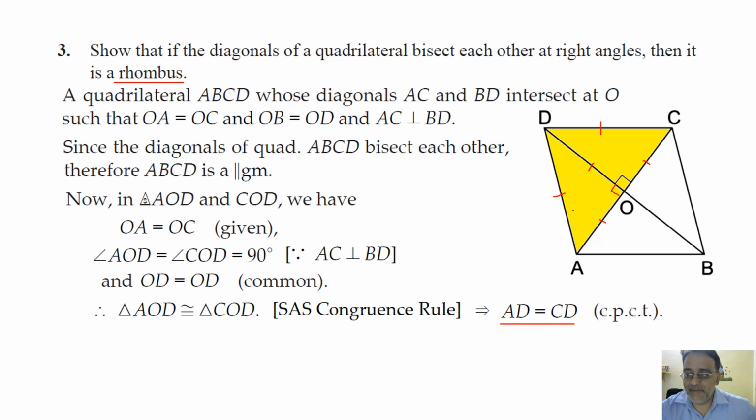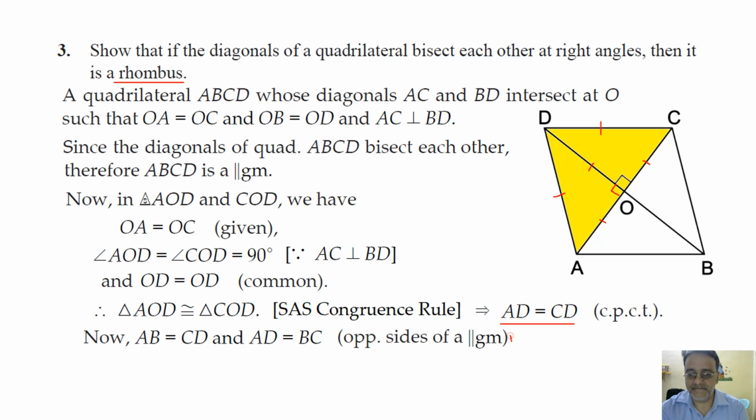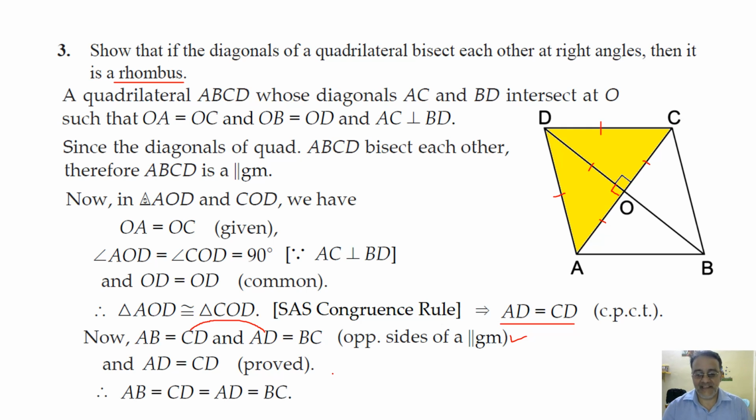Look, we have come here. Now AB is equal to CD and AD is equal to BC. Right? Why AB is equal to CD and AD is equal to BC? Opposite sides of parallelogram. Clear? Yes, sir. Now see, these two are equal and these are equal to each other. AD is equal to CD. So therefore what we can say, all sides are equal. Hence ABCD is a rhombus. Any doubt? No, sir. Okay.